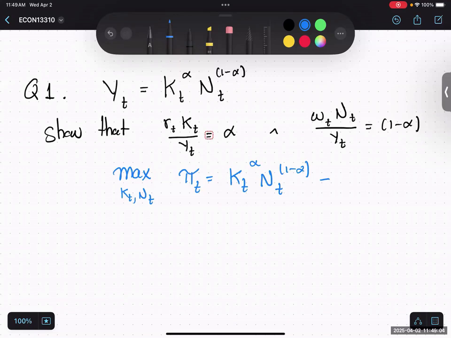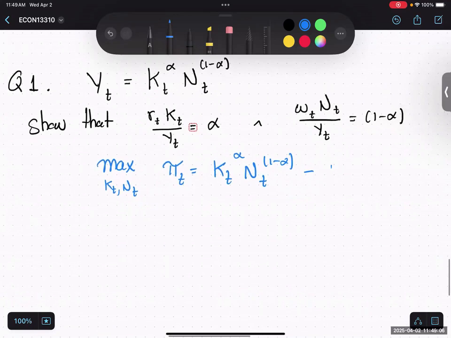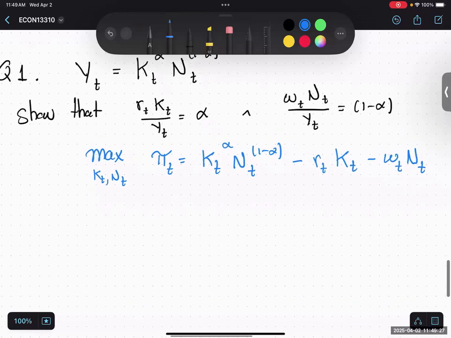What is the total cost? Well, it is what you pay. I'm going to use the same order that I have in the factors of production. It is what you pay to rent capital stock and what you pay to workers. And now, as we said, let's take first order conditions.